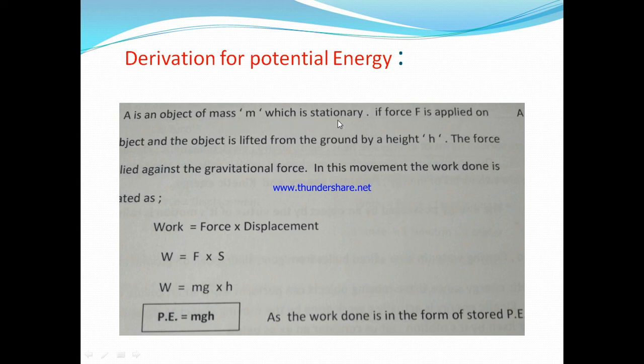A is an object of mass m which is stationary. If force F is applied on the object, the object is lifted from the ground by a height h. The force lifts against the gravitational force. In this movement, the work done is given by work is equal to force into displacement. W is equal to F into h. What is F? F is equal to mg, so W is equal to mg into h. In place of force we wrote mg here. This is the weight of that object which is to be lifted. This much amount of force must be applied, then and only then the object can be lifted. Then the potential energy is given by PE is equal to m into g into h, as the work done is in the form of stored potential energy.